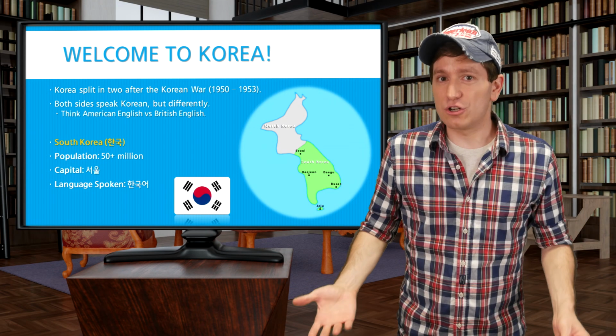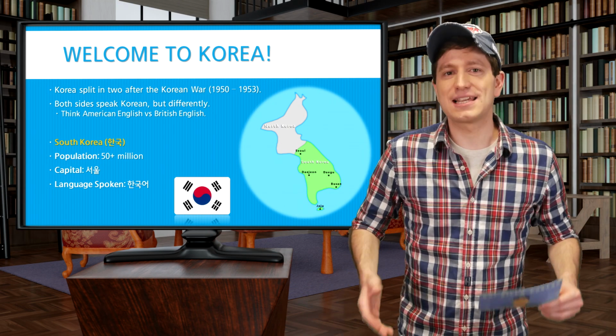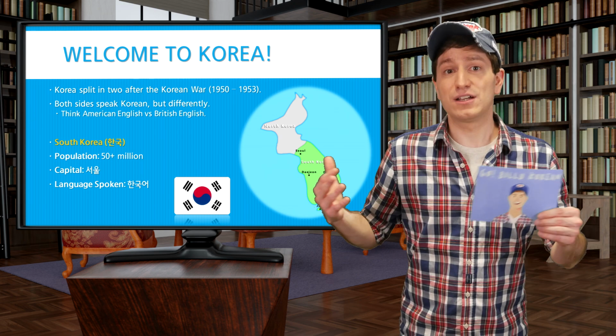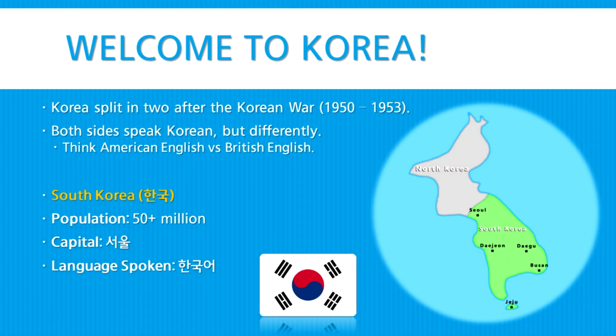The name of South Korea in Korean is Hanguk. Hanguk. They have a population of over 50 million people, and the capital city is Seoul. Seoul. The language spoken in Korea is Hanguk-어. Literally, Korean language.